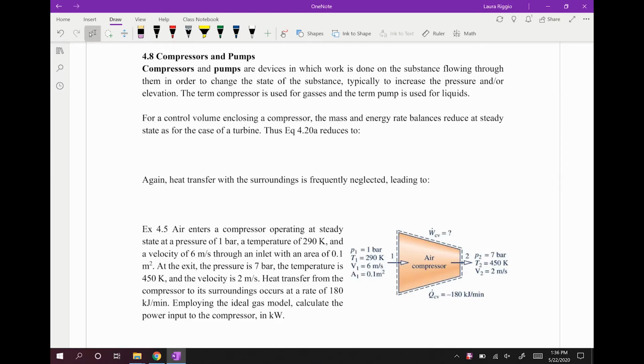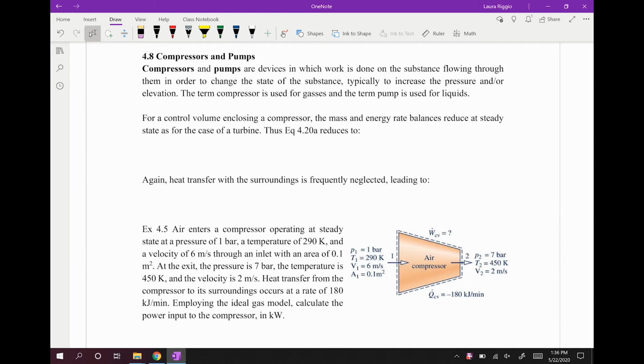In this lecture, we're going to go over compressors and pumps. Compressors and pumps are devices in which work is done on a substance flowing through them in order to change the state of the substance. Typically, it's to increase the pressure and/or elevation. The term compressor is used for gases, and the term pump is used for liquids.